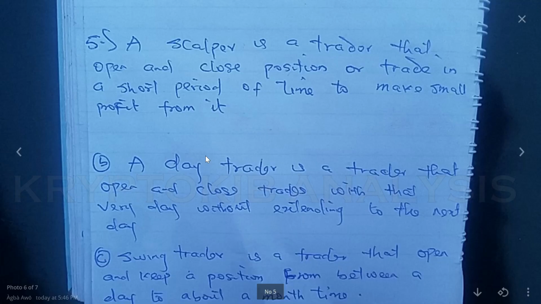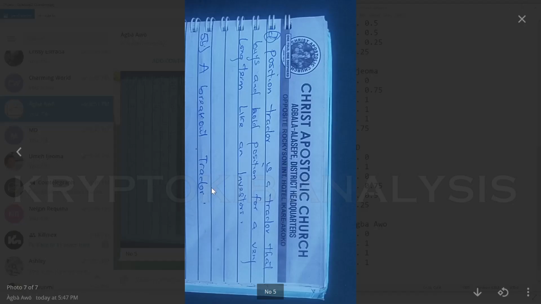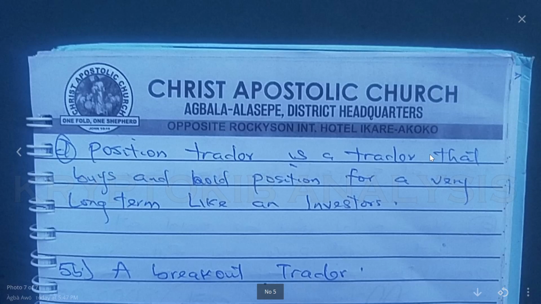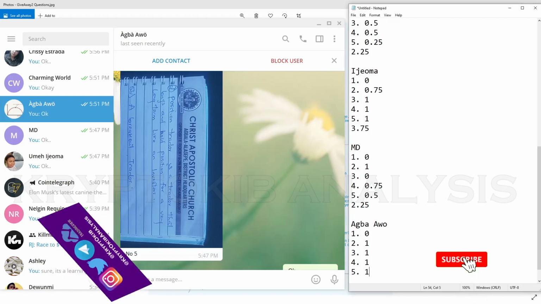Then the last one. A scalper is a trader that opens and closes positions or trades in a short period of time to make small profits. Okay. A day trader is a trader that opens and closes trades within that very day without extending to the next day. That's correct. A swing trader opens and keeps a position from between a day to about a month. That's correct. Position trader, I believe you know position already, so no need to read. The position trader is a trader that buys and holds a position. That's correct. 1, 2, 3.